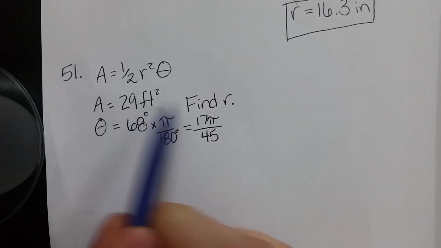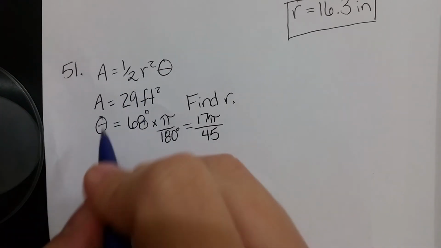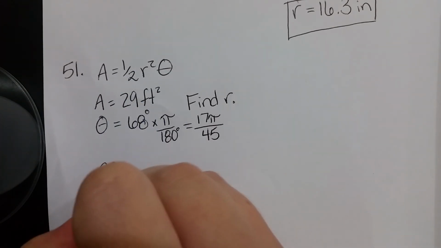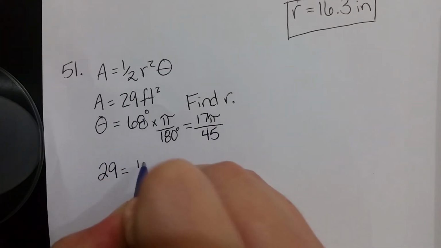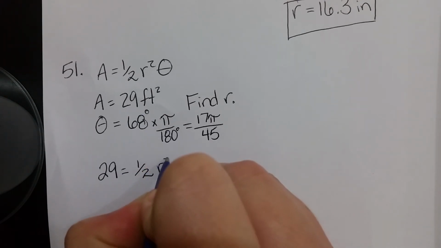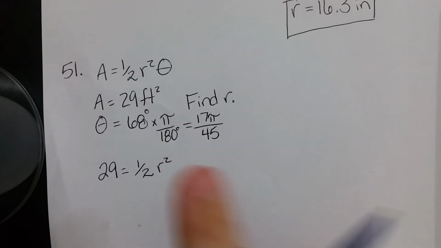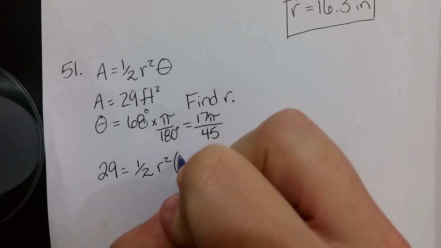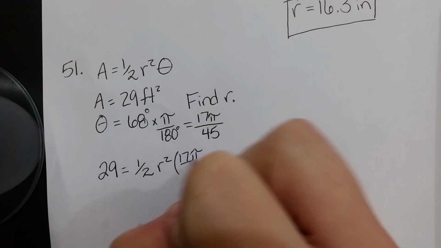Alright, and then I'm just going to plug in everything I know into the formula and solve. So they already told me A is 29. I still have 1/2 R squared, that's what I'm going to find, R. And then my theta is 17 pi over 45.